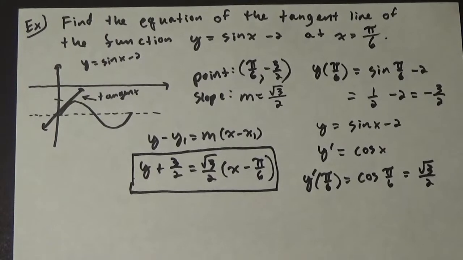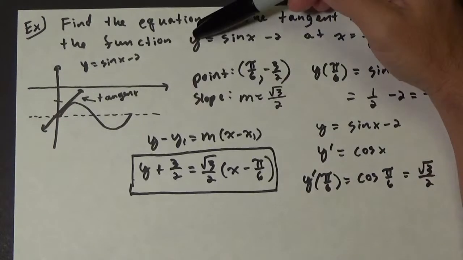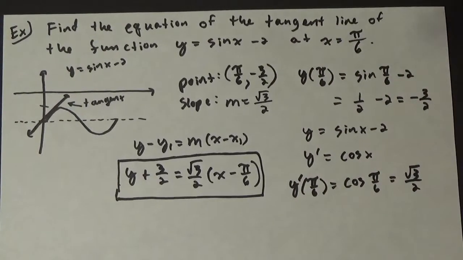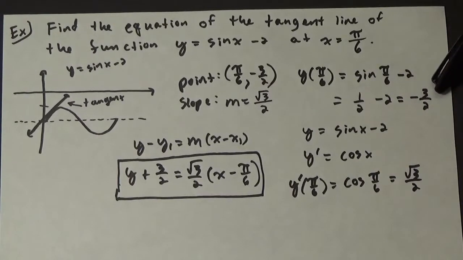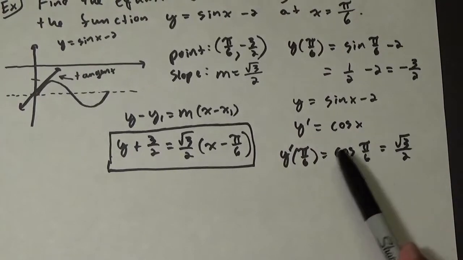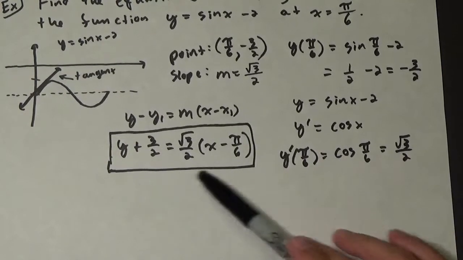This is a common thing that we're going to be doing throughout this year. If you're given an equation of a function, and you're given an x value, can you find the slope of the tangent, the equation of the tangent line? And you can. The first step is to substitute that x value into the function and get your y value. Then you take the derivative, and inside the derivative, you put in your x value and you get the slope of the tangent line, and then you can write your equation.